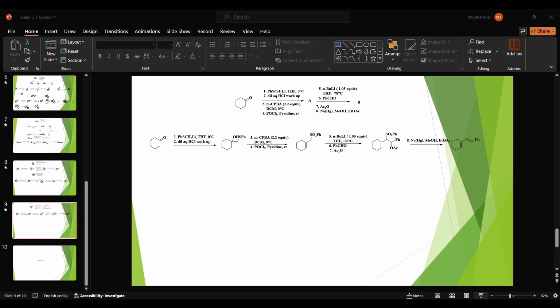Okay, in that case, this is also nothing but a Shapiro reaction, and we have tosyl hydrazide in the presence of ethanol, two equivalents of n-butyllithium, and we have DMF also, and we will get our corresponding product. As I discussed last time, this is a derivative, and you will get a corresponding aldehyde.